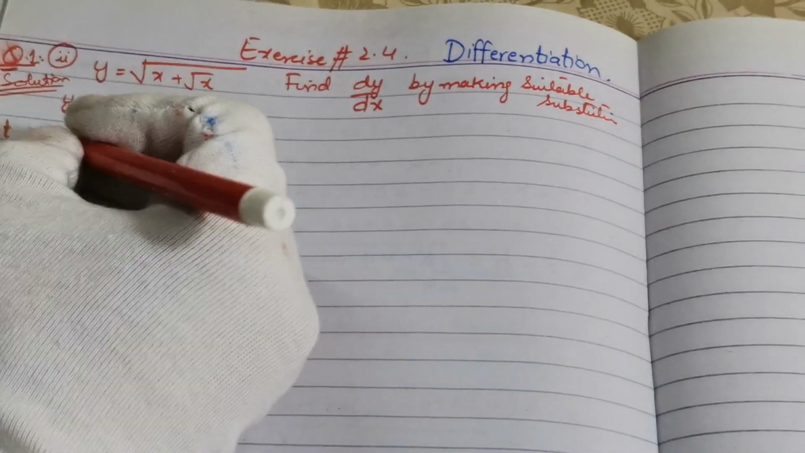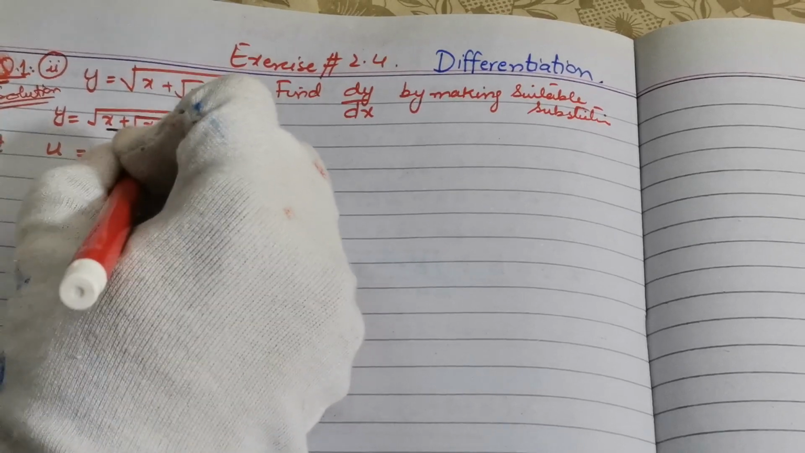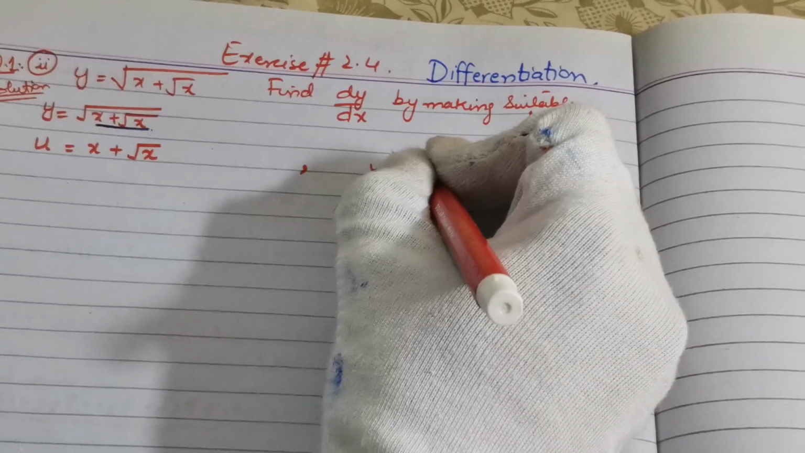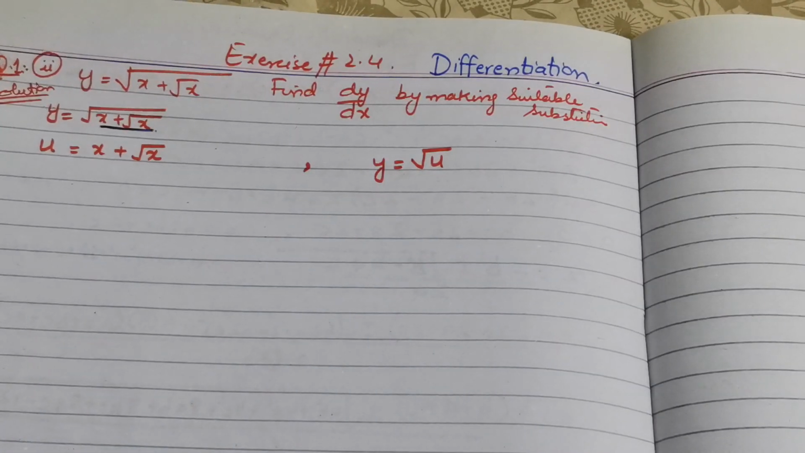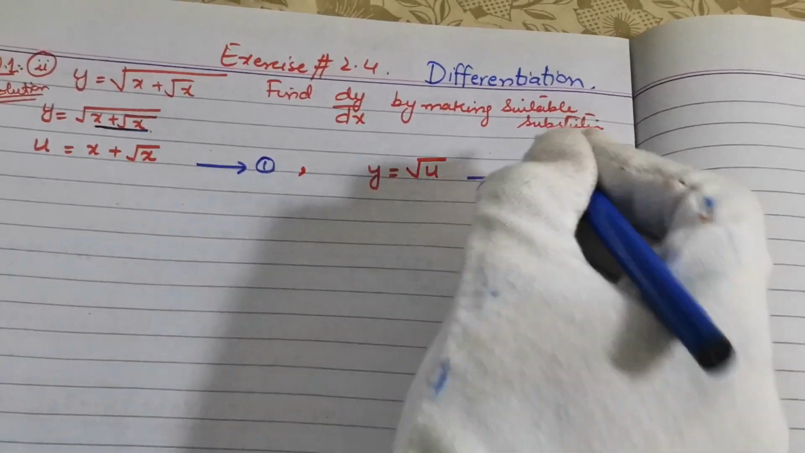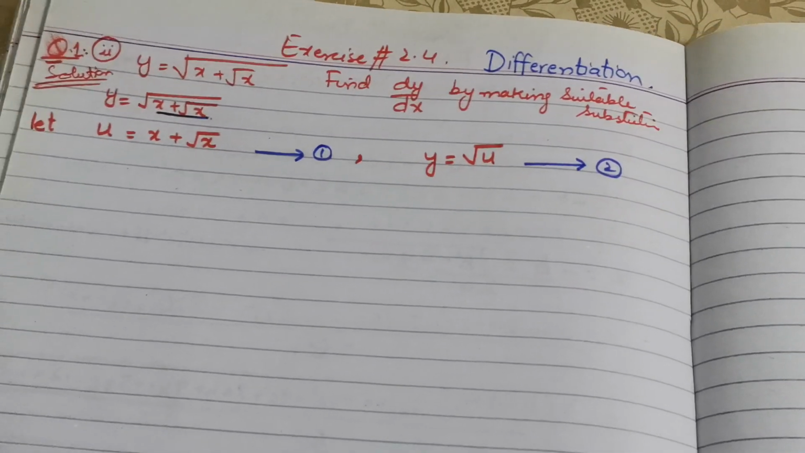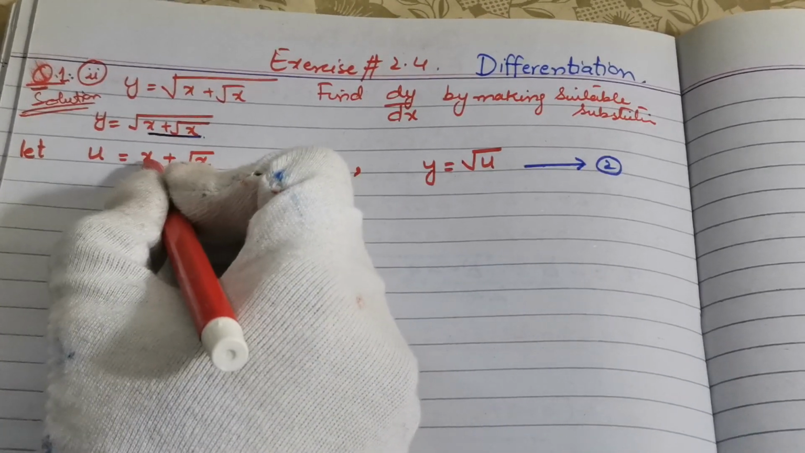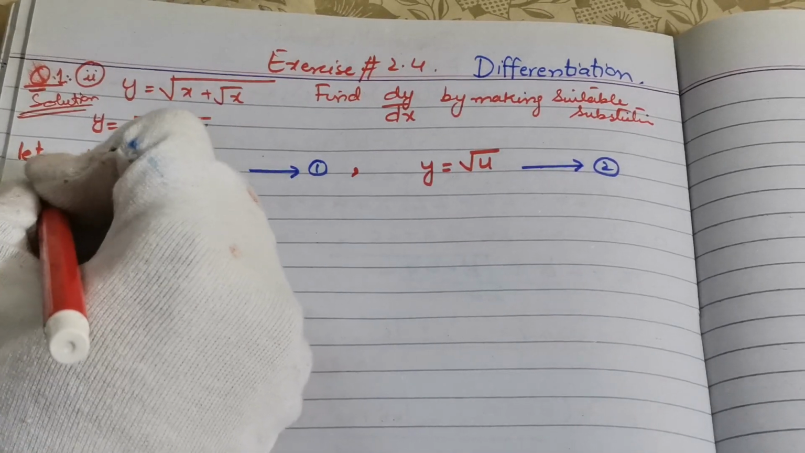First of all, we take this in term as u. U is equal to x plus under root x. So y is equal to under root u. Now this we name equation 1 and this we name equation 2. Now we can see that from equation 1, in the right side variable is x, so we will differentiate equation 1 with respect to x.